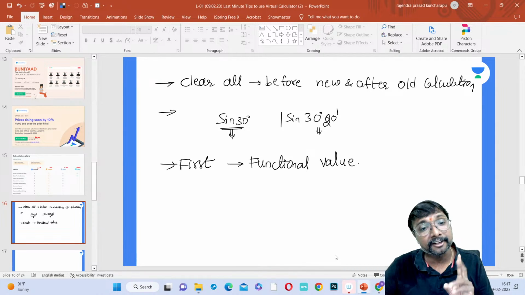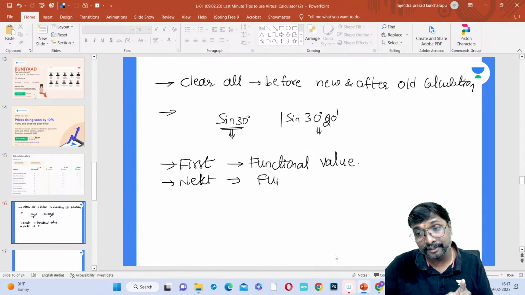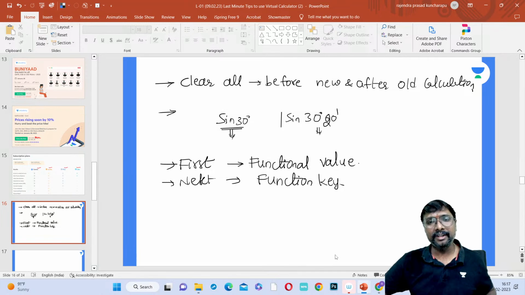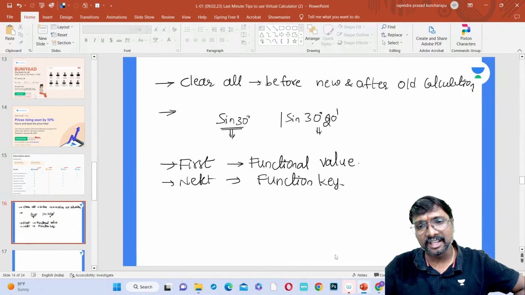First we have to enter this functional value. After entering the functional value, what do we need to go for next? Next, the function. Which one do we press? This function key we have to select. Now here you may get it, right? So 30 degrees 20 minutes is there.